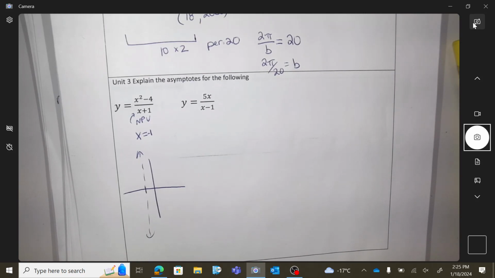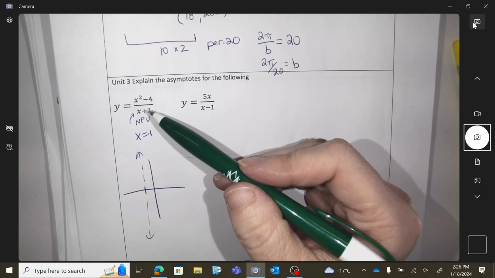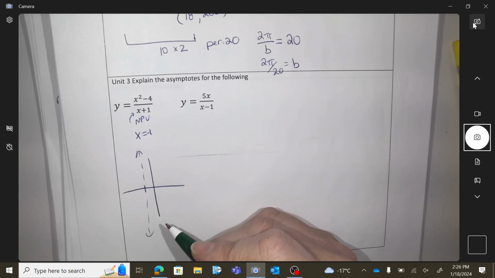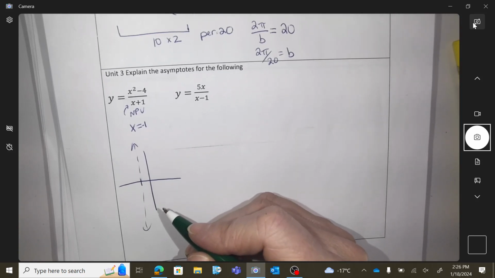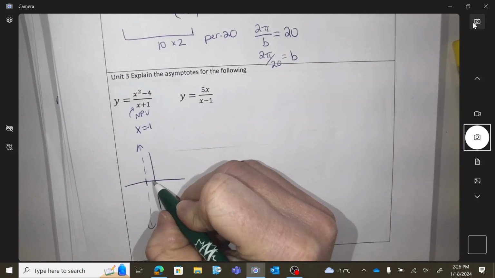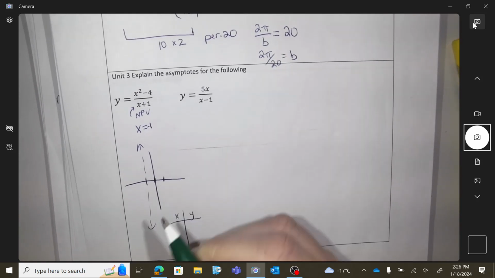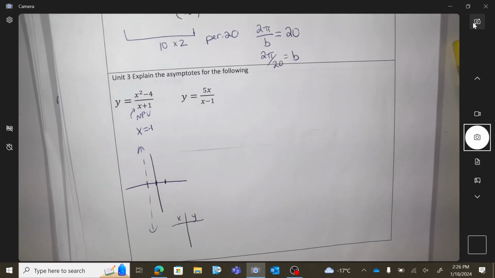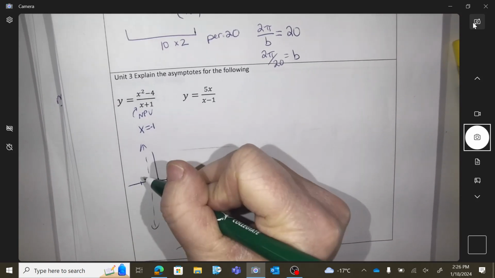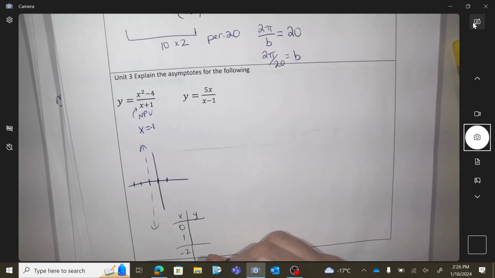Now let's talk about the degree. What's going on? Higher, same, what do we know? Higher on top tells me nothing. Doesn't matter. And range can be anything. So now when you graph, you pick a few x values. I would do 0 and 1, a couple on that side, and I would do -2 and -3.